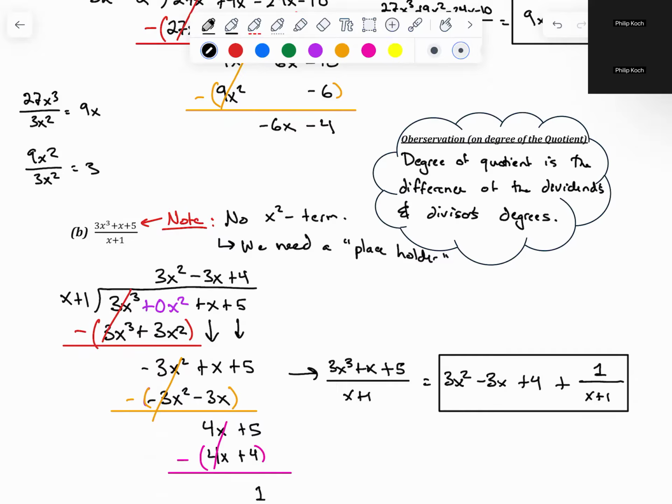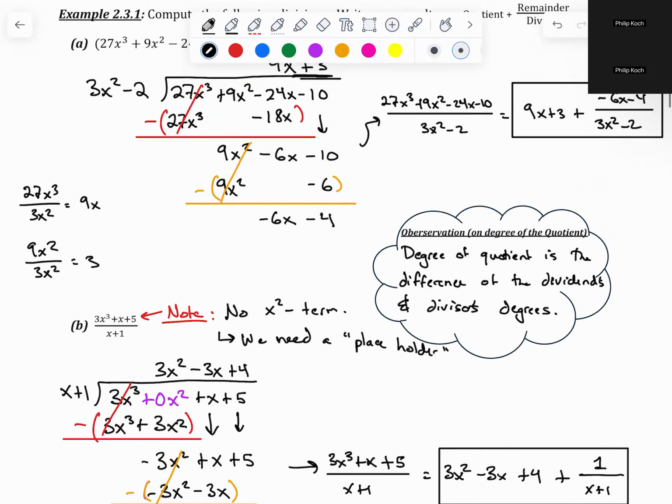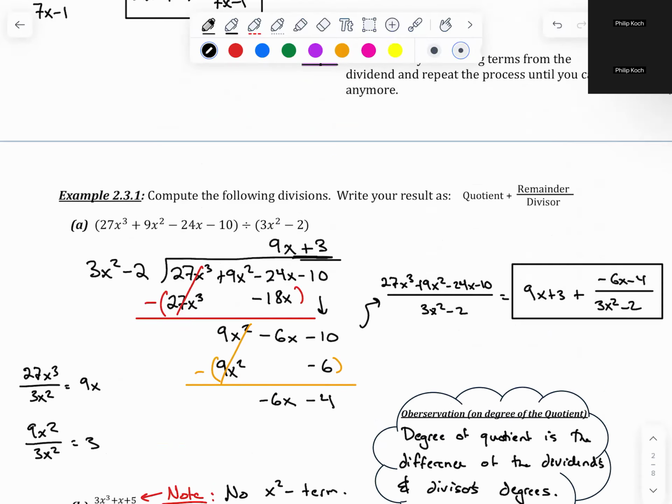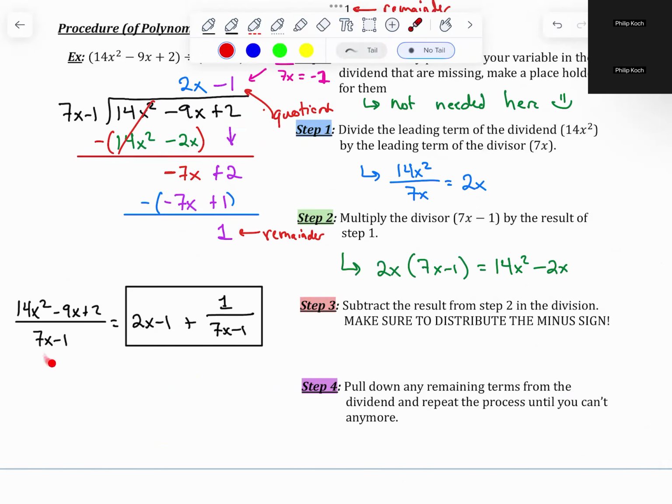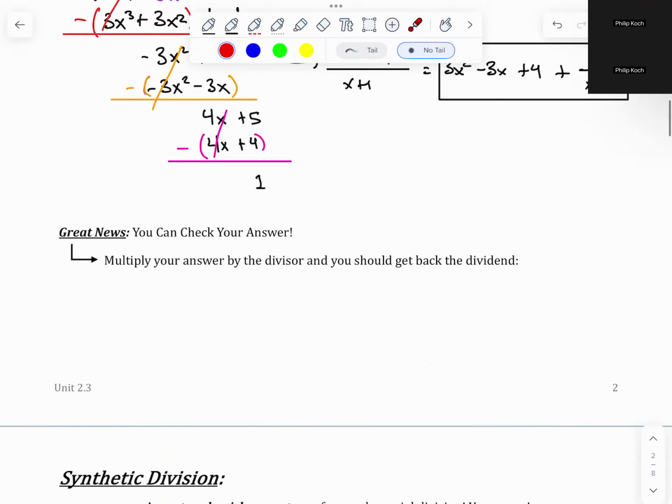Okie dokie. So here's a question that you might be wondering. In the last 3 division examples, I've always rewritten the division. Here I wrote (14x squared minus 9x plus 2) over (7x minus 1) is equal to this. And I only boxed that portion because that is my answer. But it's important to understand that these things are equal because that allows us to check our work.